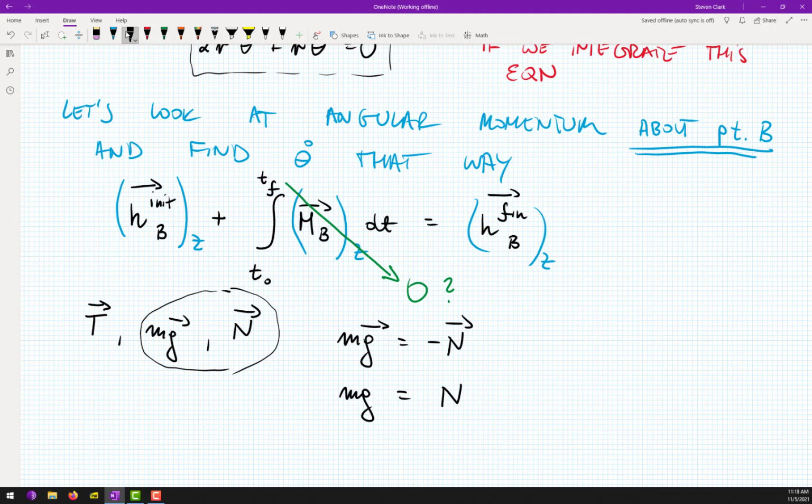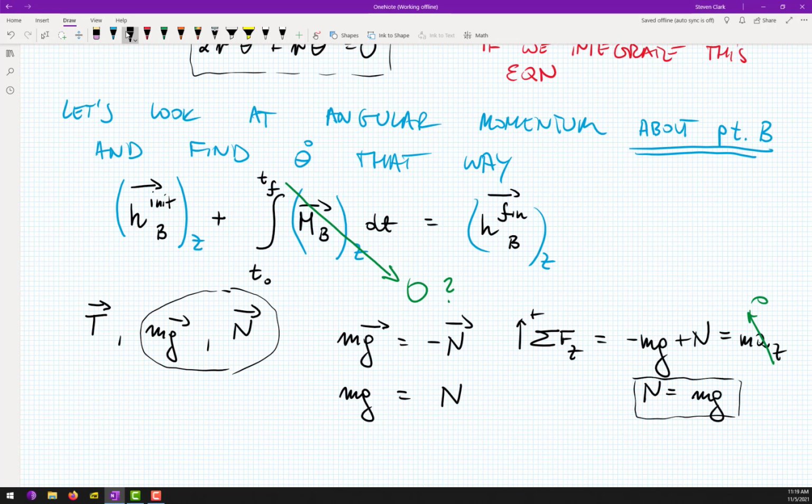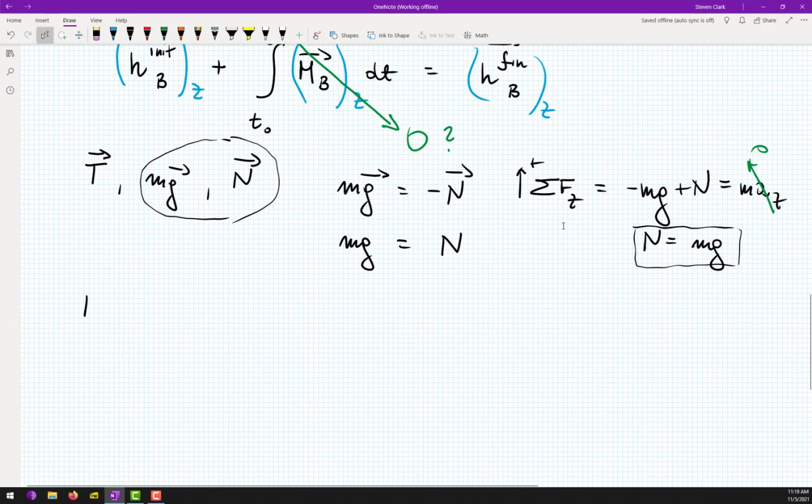Yeah, and you guys know that because if we do sum of forces along the z direction, let's say this is positive direction, we will end up with minus mg plus N, and this is equal to m a z. But due to the table, this has to be zero. So that means that N is equal to mg. Just to be clear, these forces do not generate moment in that particular example, okay? But even if they did, the moment generated by this force and the other force will cancel out each other, okay? So now we ended up with only one force, yes?